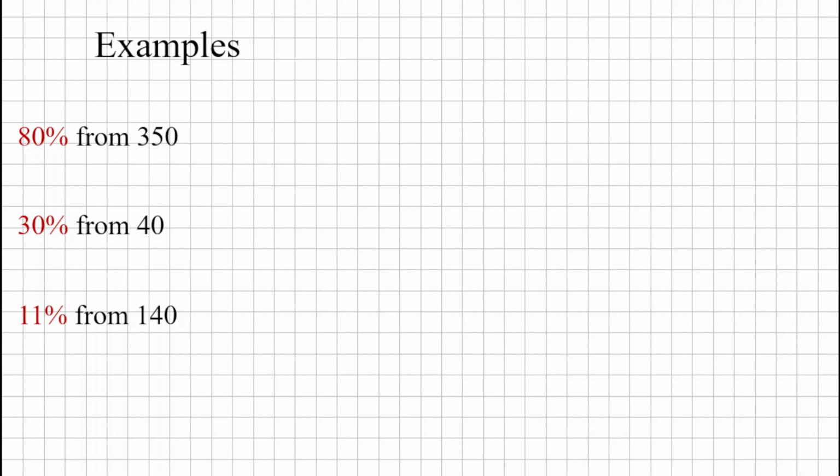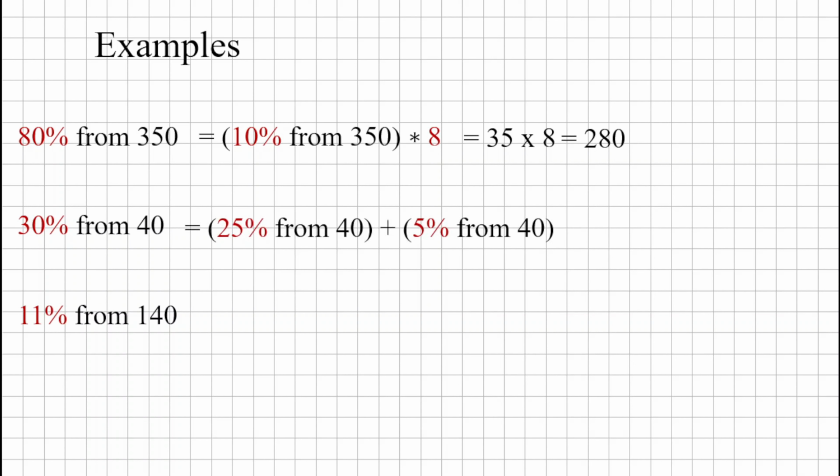Now it's time to practice with some examples. 80% of 350 is the same as 8 times 10% of 350, which equals 35 times 8. That is 280. To find 30% of 40, we can first calculate 25% of 40 and then add 5% of 40. 25% of 40 is 40 divided by 4, which equals 10. 5% of 40 is 40 divided by 20, which equals 2. So 30% of 40 is 10 plus 2 equals 12.